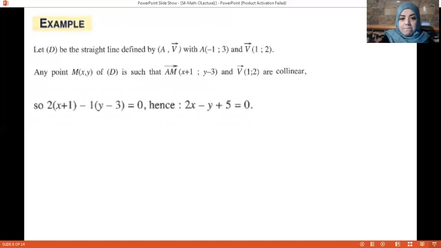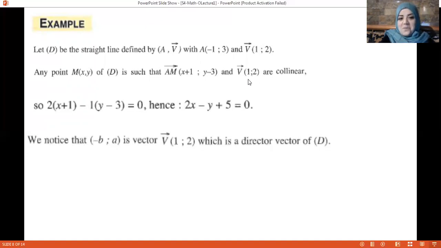Okay, so let us check if this is correct or not. If you have 2x minus y plus 5, what's the directing vector of this form? As I told you, it's (minus b, a). What's minus b in this case? B is minus 1, so minus b is 1, and a is 2. So (1, 2). Is it the directing vector? Yes, that's it. So V, which is (1, 2), is the directing vector of D.